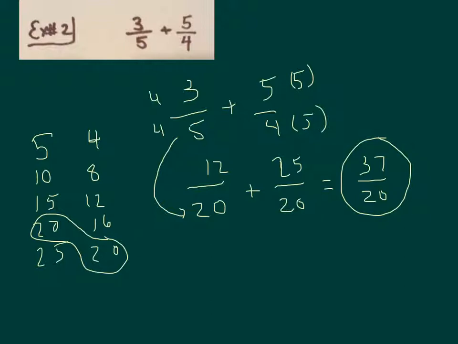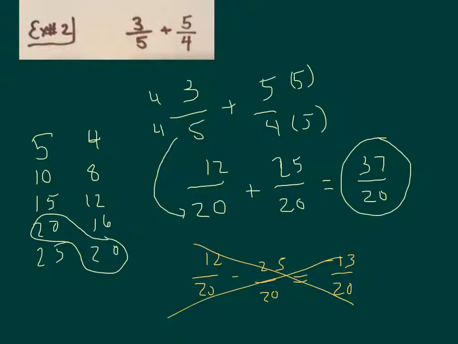Now, if this happened to be a subtraction problem, it's not, but let's say it was, 12/20 minus 25/20. You would just subtract your numerators. 12 minus 25, be careful of your signs here, that's negative 13 over 20, and that would be your answer. But this isn't a subtraction problem, it's an addition problem, so I'll stick with 37/20.